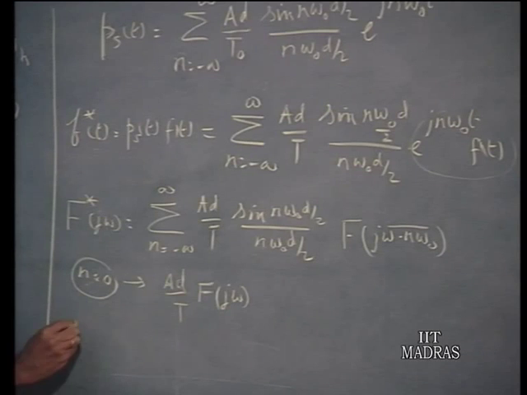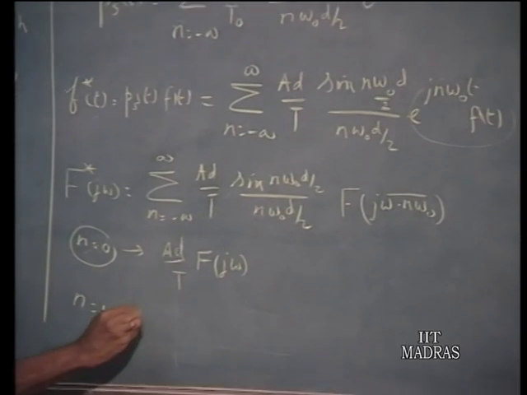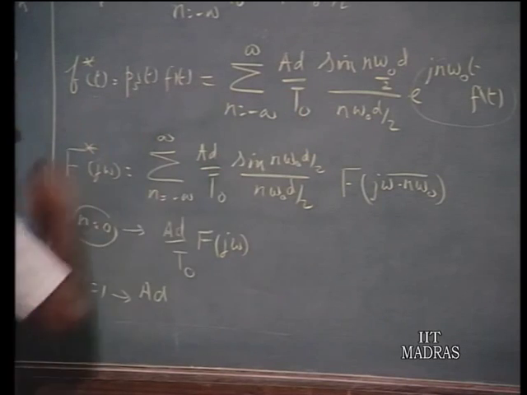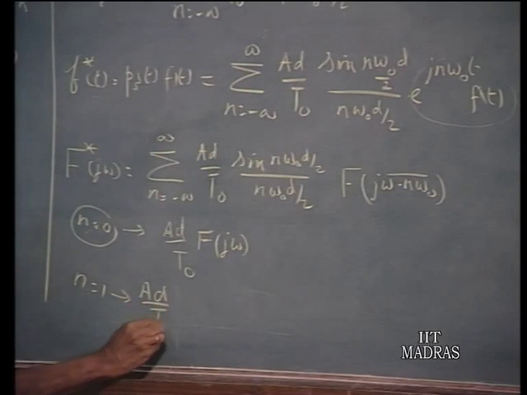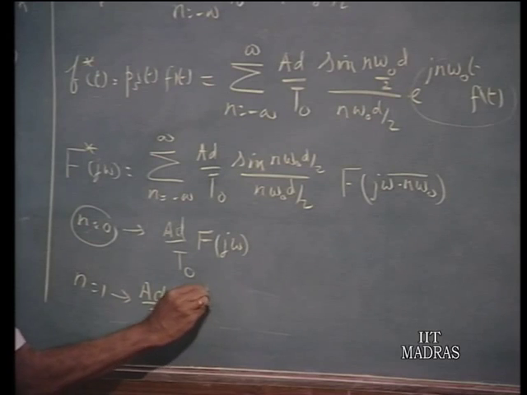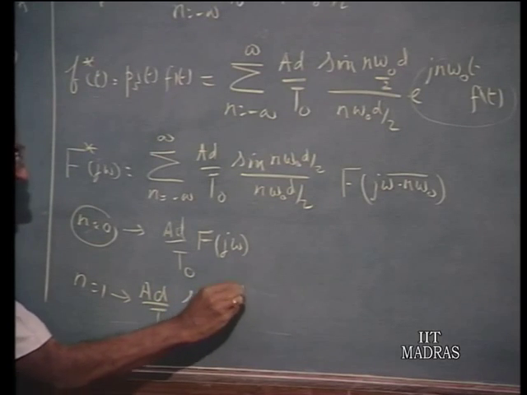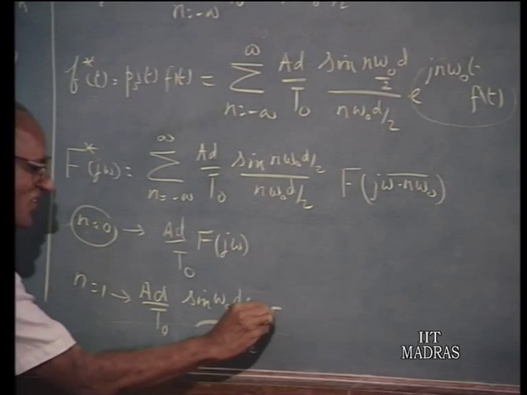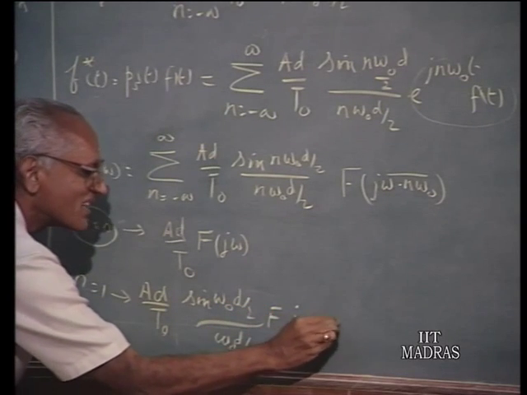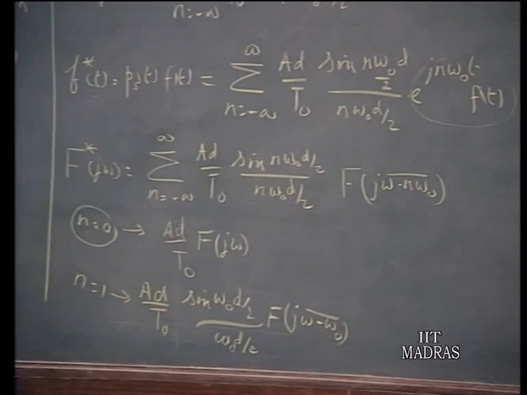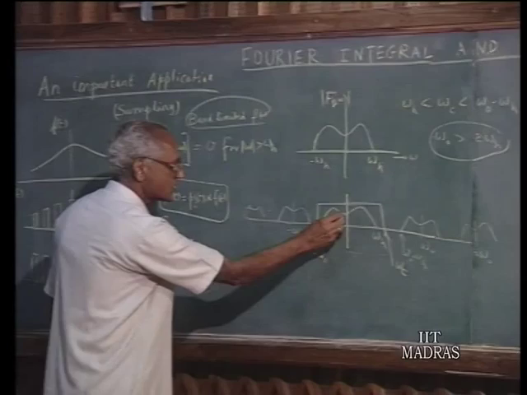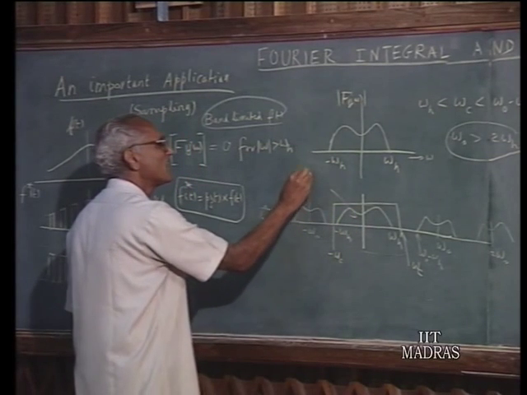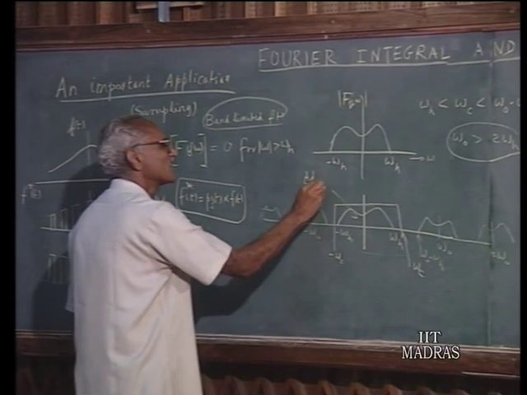If n equals 1, this becomes a d upon t naught, I am sorry, this all the way is t naught, a d upon t naught sin omega naught d upon 2 by omega naught d upon 2 f of j omega minus omega naught. That is what we are having. So, this portion which corresponds to n equals 0 is a d upon t naught times f of j omega.